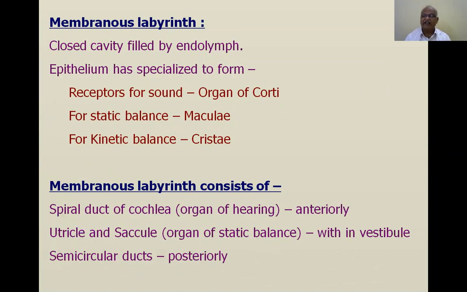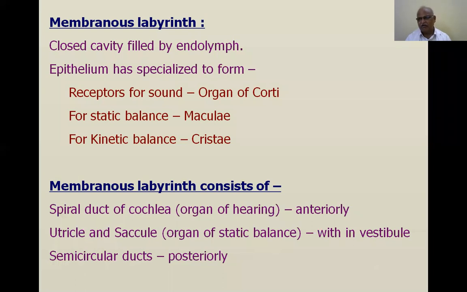That is anteriorly, because the cochlea has 2 to 3 turns. The bony vestibule contains the membranous labyrinth of the vestibule, which is divided into the utricle and saccule, the organs of static balance, and the semicircular ducts posteriorly. Once again, the inner ear is otherwise called the labyrinth.